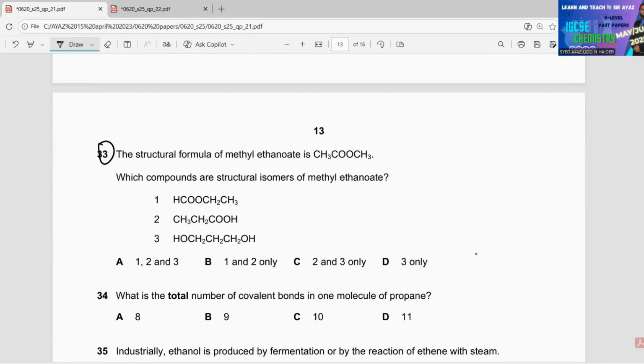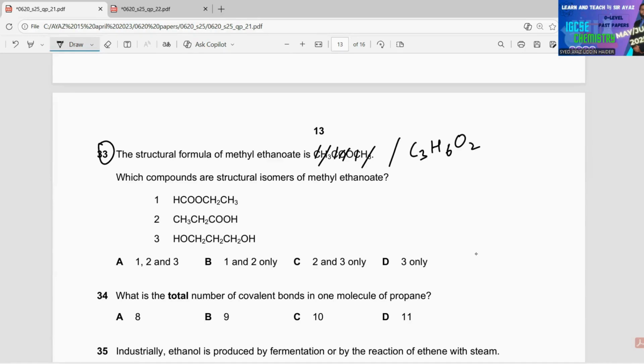The structural formula of methyl ethanoate is CH3COOCH3. Which compounds are structural isomers of methyl ethanoate? This is very easy. I will write down the molecular formula for this, because what do isomers have in common? They have the same molecular formula. So the molecular formula for methyl ethanoate: we have 3 carbons, so C3, hydrogen 3 plus 3, so H6, and oxygen 2, so C3H6O2. So look at these. What about 1?